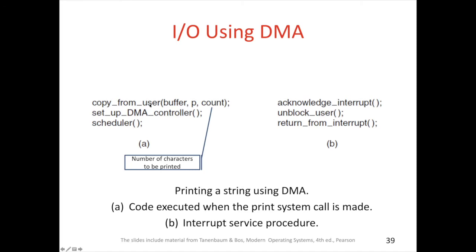Copy from user, buffer P, count is the number of characters to be printed as before, and whatever is in buffer is copied into P by constraint count. Then set up DMA controller and call the scheduler to execute the next process. In part B, the interrupt service procedure is given. Acknowledge interrupt, unblock user, return from interrupt.